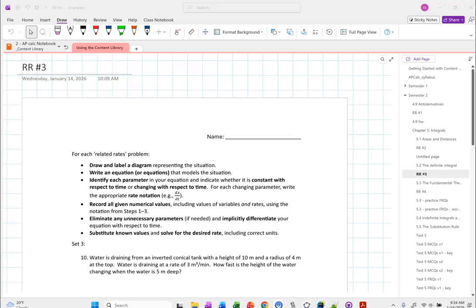Number 11 is 20 over 3 meters per second. Again, a decimal is fine. Is that like 6 2/3? Number 12 is 2.25 meters per second. And 13 is 3/5 meters per minute. And then 14 is 75 miles per hour.